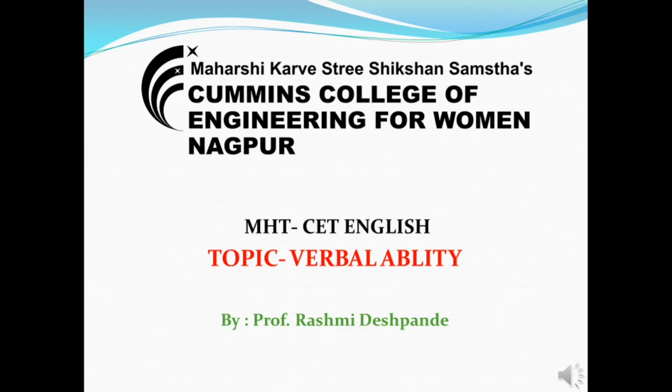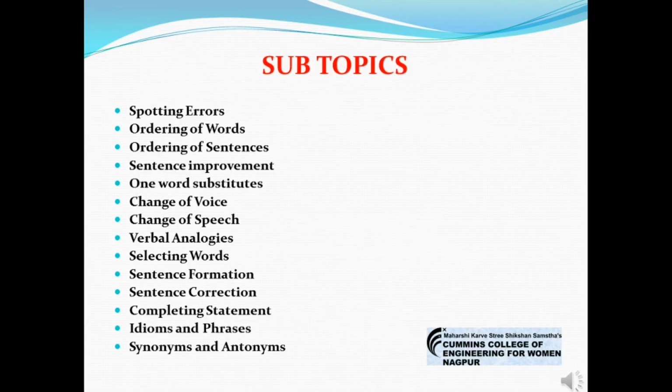Today, we'll revise the topic Verbal Ability for the subject English. We'll take a quick look at the subtopics: spotting errors, ordering of words, ordering of sentences, sentence improvement, one-word substitutes, change of voice, change of speech, verbal analogies, selecting words, sentence formation, sentence correction, completing statements, idioms and phrases, synonyms and antonyms.